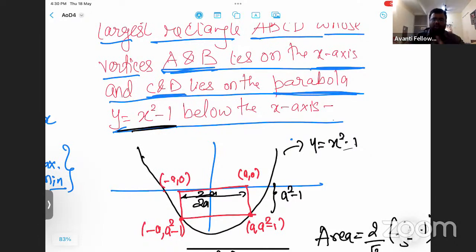Okay. So in today's class, we talked about tangents and normals. Then we talked about monotonicity, and then we talked about extrema. Another part is remaining, Rolle's theorem and LMVT, that we'll discuss in the next class.